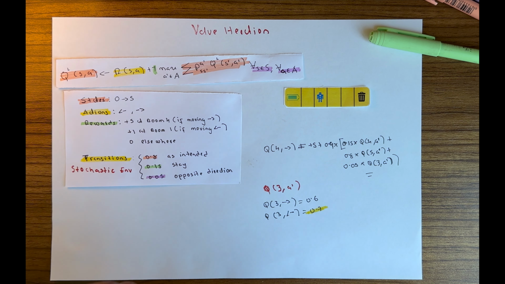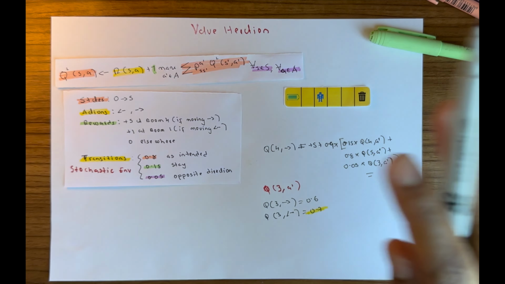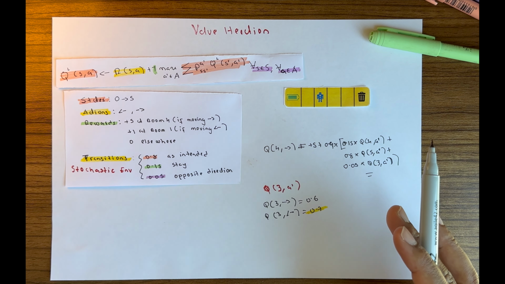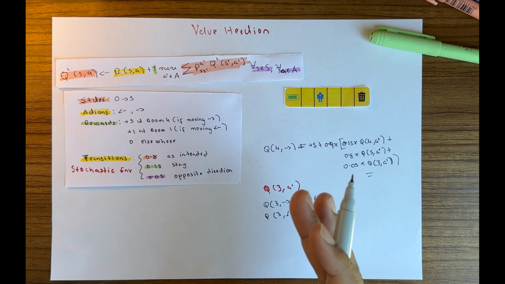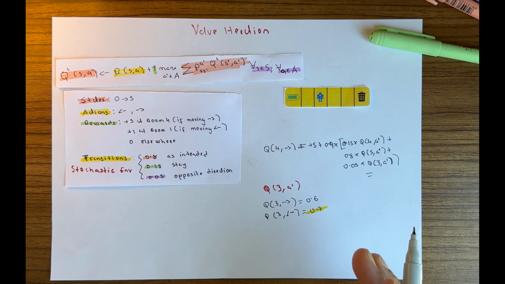There's going to be a Jupyter notebook in the description, a link that you can play with. So this is really the summary of value iteration. Unlike policy iteration, which has separate evaluation and improvement steps, value iteration merges these steps into one, which is more direct.